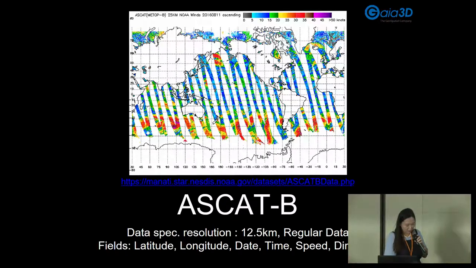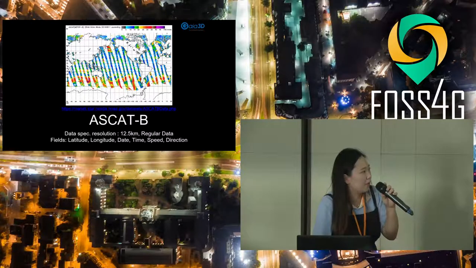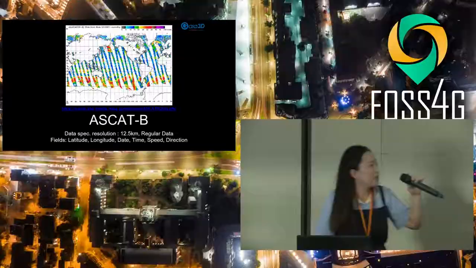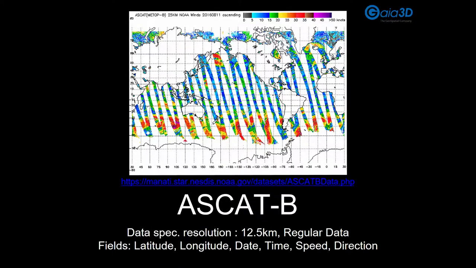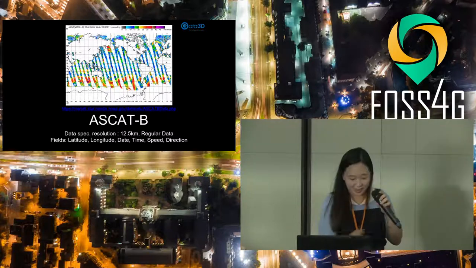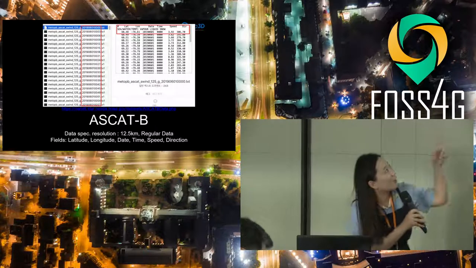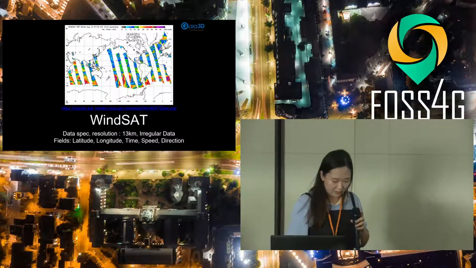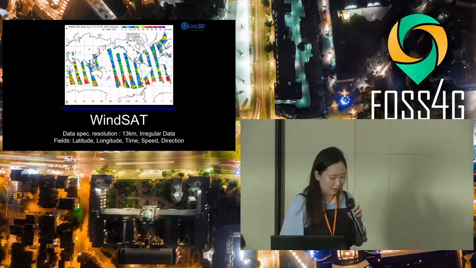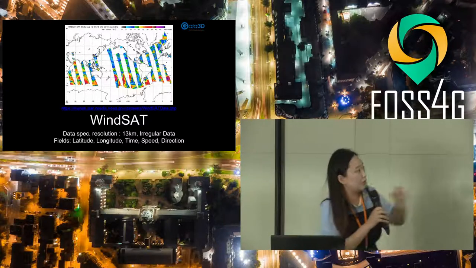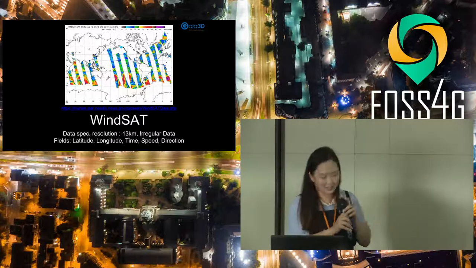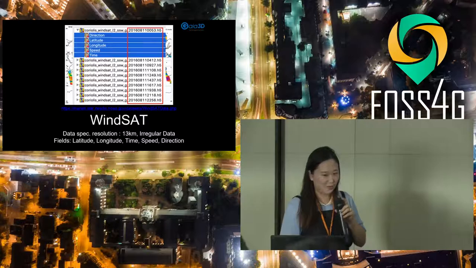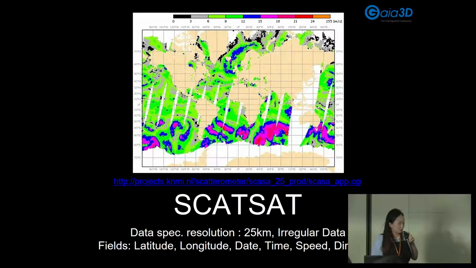Now, I will talk about the data that I used. First, ASCAT B. The resolution is 12.5 kilometers, regular data, with latitude, longitude, date, time, speed, direction. Detail specs. WindSAT. This resolution is like this. And details. Last, SCATSAT. The spec is like this.